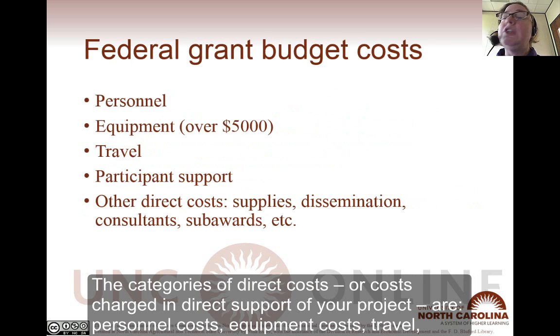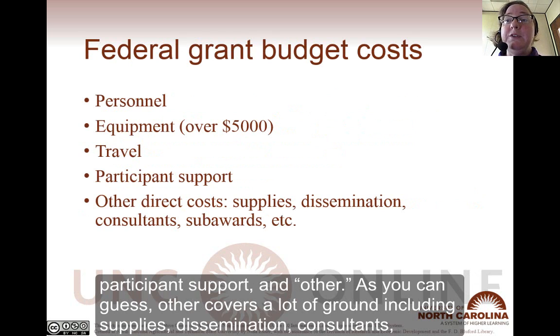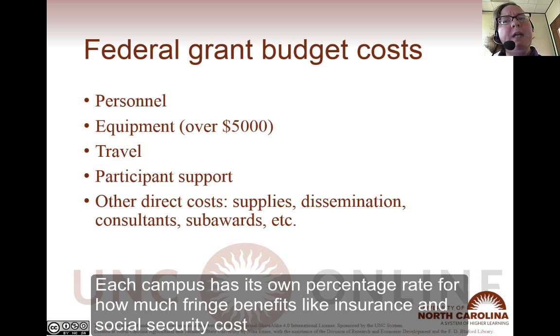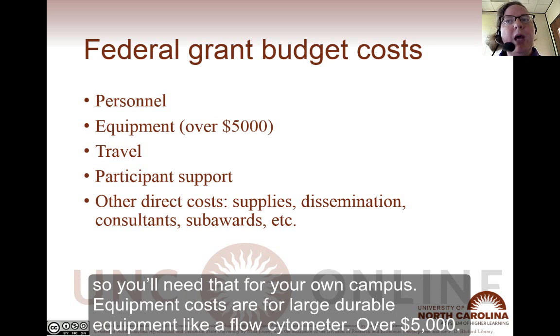The categories of direct costs, or costs charged in direct support of your project, are personnel costs, equipment costs, travel, participant support, and other. As you can guess, other covers a lot of ground, including supplies, dissemination, consultants, subawards, and anything else that isn't in one of the other categories. Out of those, personnel costs include salaries and fringe benefits. Each campus has its own percentage rate for how much fringe benefits like insurance and social security costs, so you'll need to find that for your own campus.